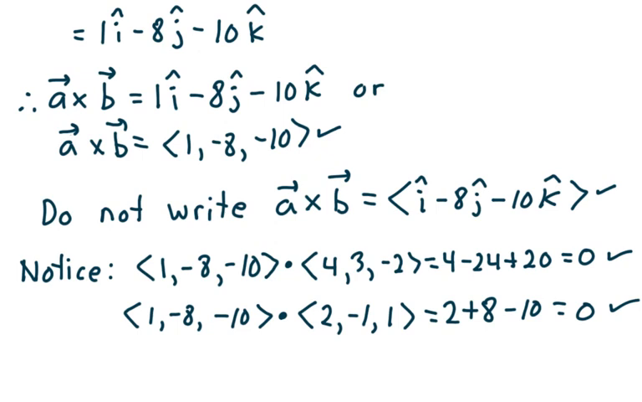So when you take the cross product of A and B, what you did is you found a vector that is perpendicular to both A and B. And that will be a theorem that I will address shortly.